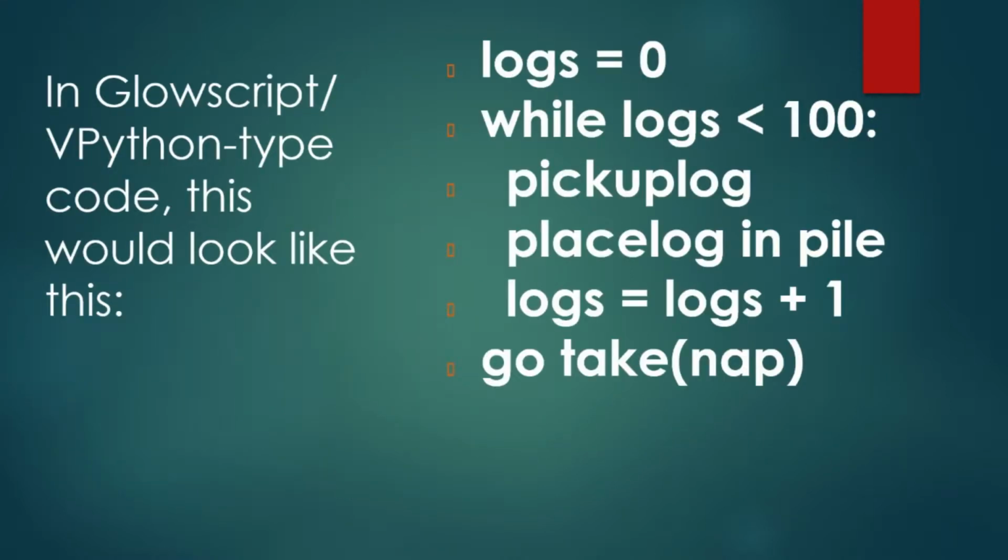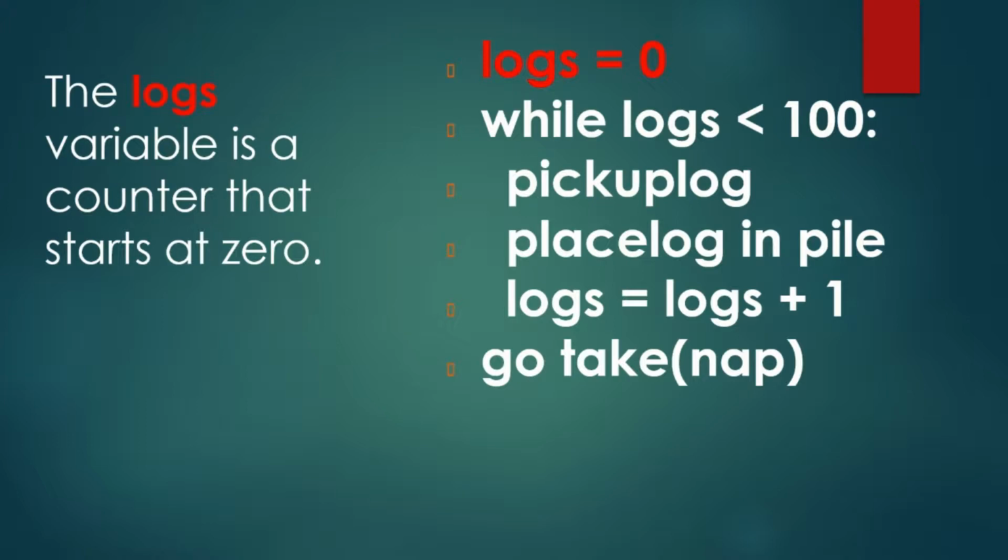Now, this is not actual code in Python, so don't type this into GlowScript and expect it to do anything. But this is kind of what it would look like. Up here at the top, we have the number of logs. This is our variable, and this is what we're counting. We're going to start our counter at 0 because we don't have any logs in our pile yet.